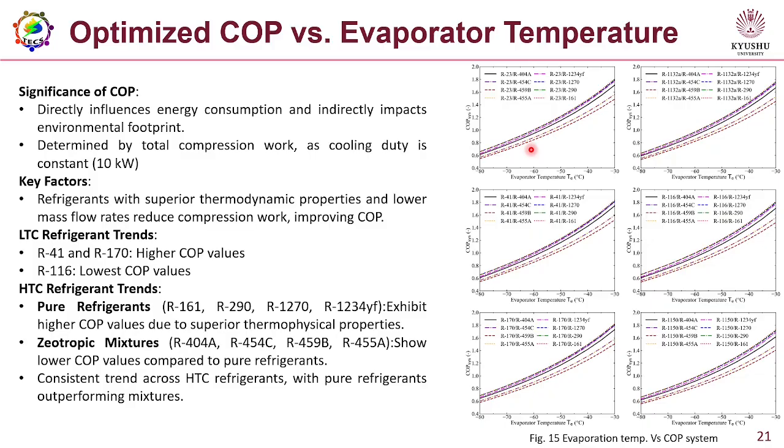The main points which were observed were that the natural and the pure refrigerants like R170, R161 and R290 performed better than their counterpart HFC refrigerants like R454C, R459B and R455A due to their better thermodynamic properties.